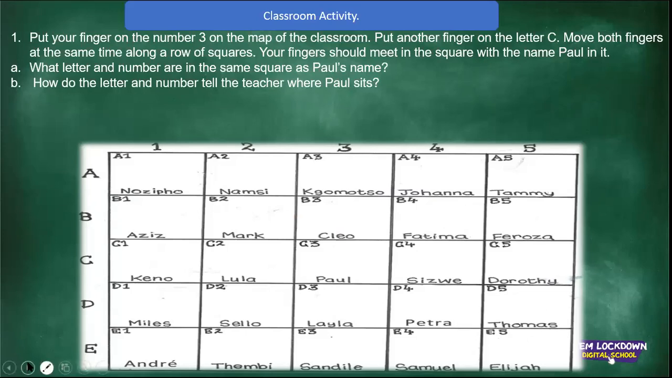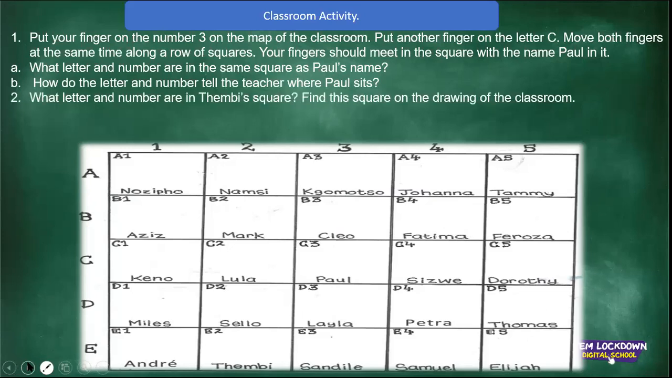Let's move. What letter and number are in Tembi's square? Find the square on the drawing of the classroom. What letter and number are in Tembi's square? The letter and number in Tembi's square, Superman.